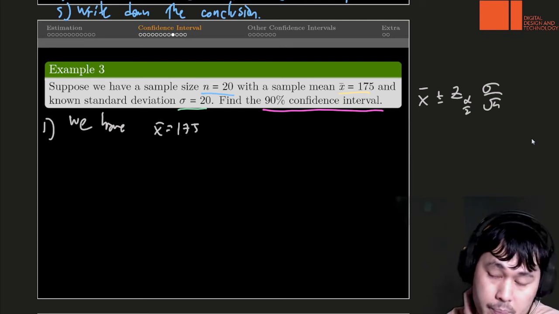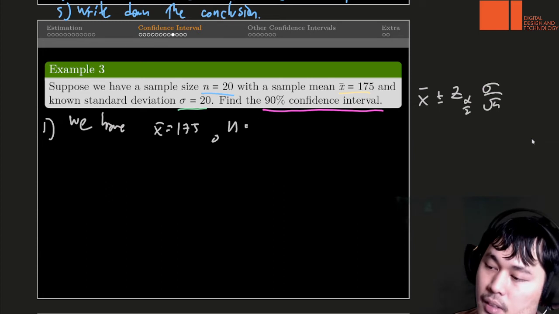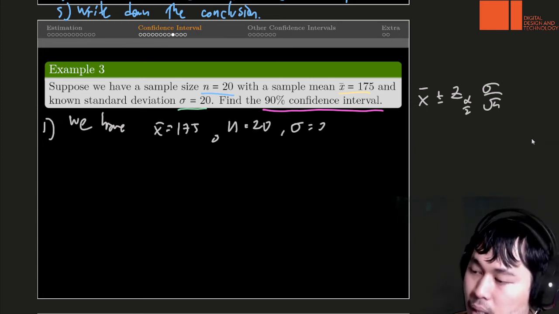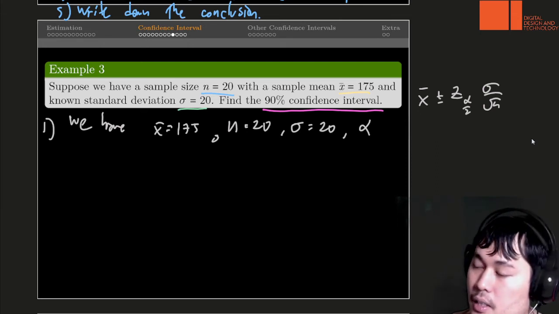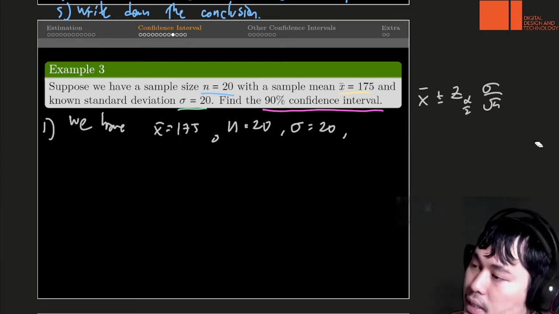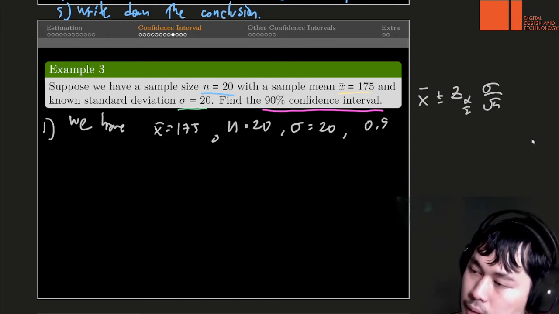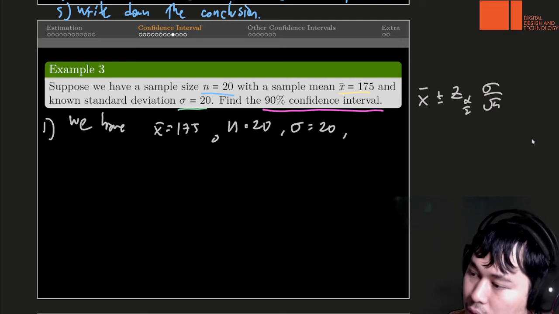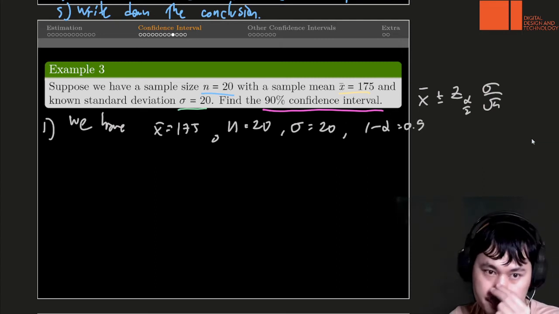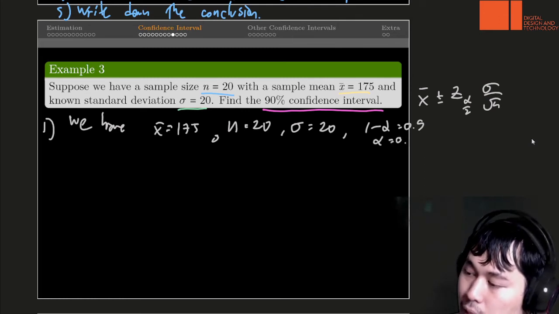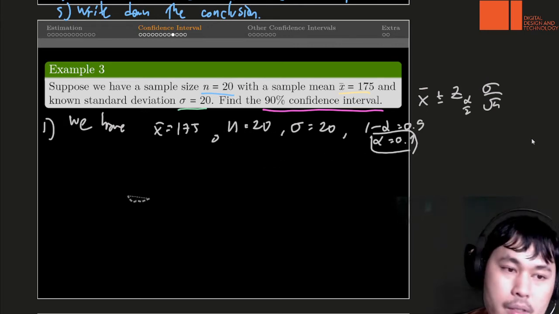In this case, the sample mean is given to be 125, n, the sample size, is given to be 20, sigma is 20, and also alpha. The confidence level is 90%. Sorry, the confidence level is 1 minus alpha. We want that to be 0.9 or 90%, and you can see that alpha is 0.1. So now we have all the numbers.